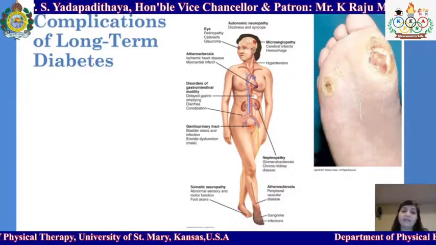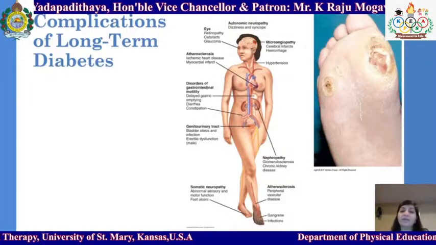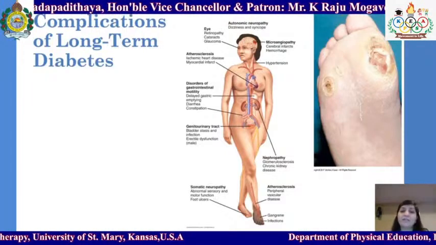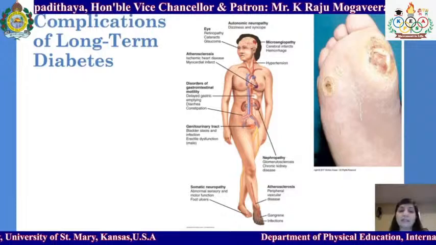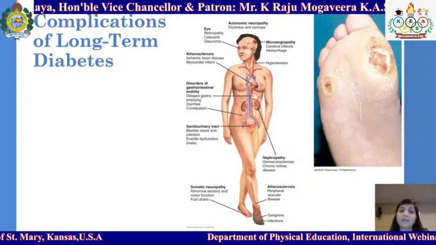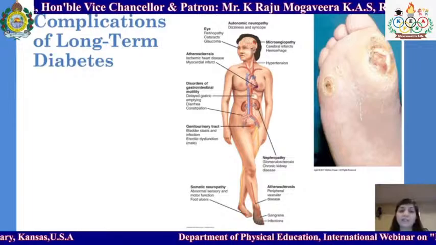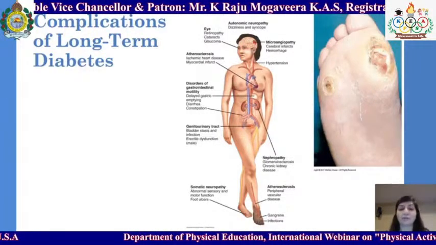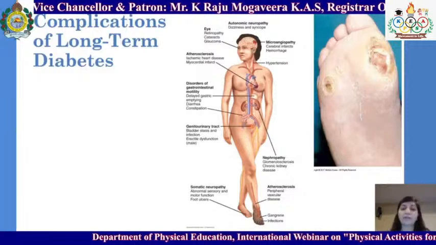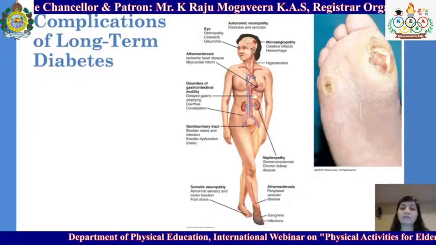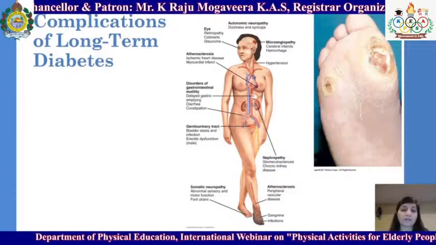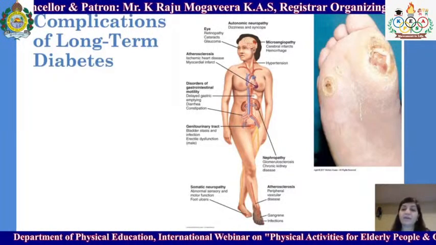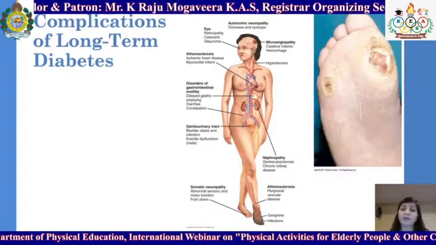It can affect the GI system or gastrointestinal system, leading to diarrhea, constipation. It can affect the urinary system as well, leading to infection, as well as erectile dysfunction in males. It can affect kidneys, leading to nephropathy as well as chronic kidney diseases. Atherosclerosis can also take place.